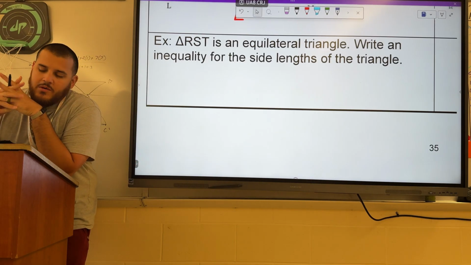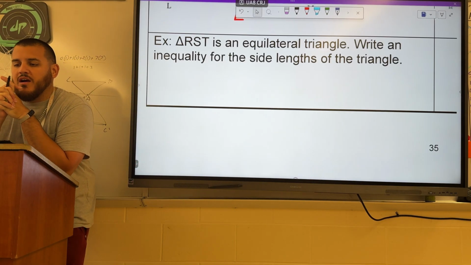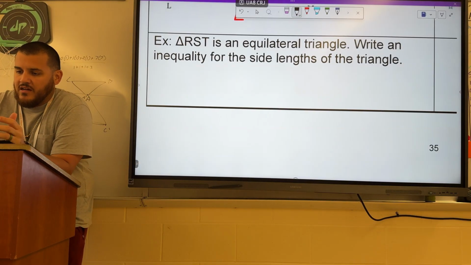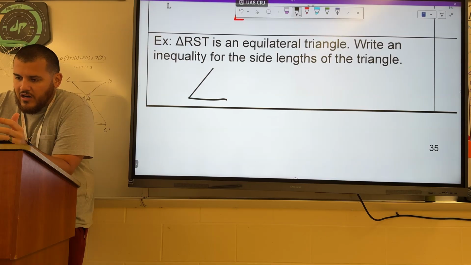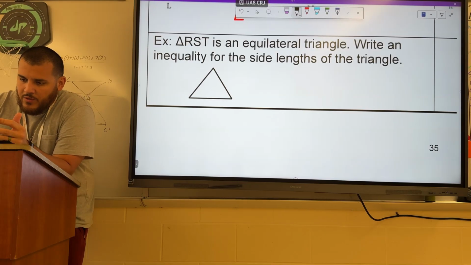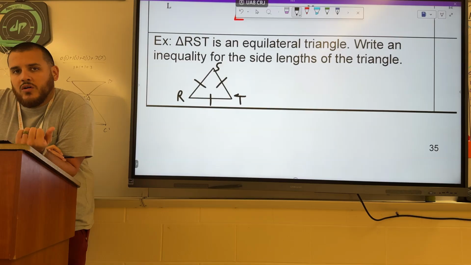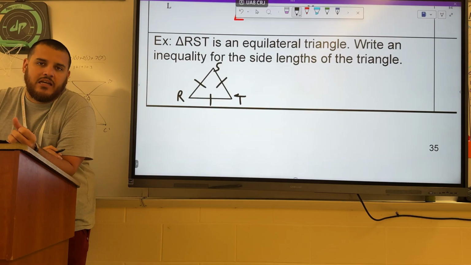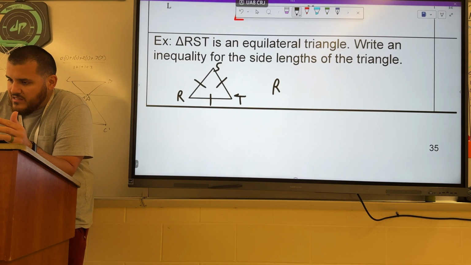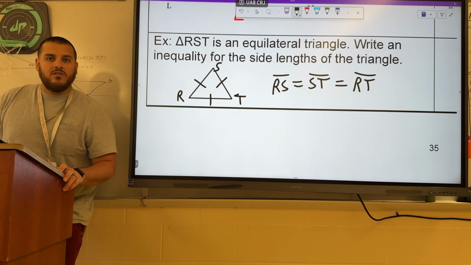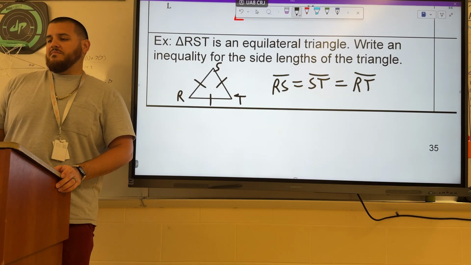All right, we have here another example with no figure drawn for us. We're told RST is an equilateral triangle. We're asked to write an inequality for the side lengths here. I'm going to go ahead and draw a triangle RST. It doesn't matter where we put the vertices on this one, because in an equilateral triangle, we have to recall that all the sides are congruent. They're all equal to each other. So technically we cannot write an inequality because we have equal sides here. We would have RS equal to ST and equal to RT. For an equilateral triangle, all the sides are the same length.